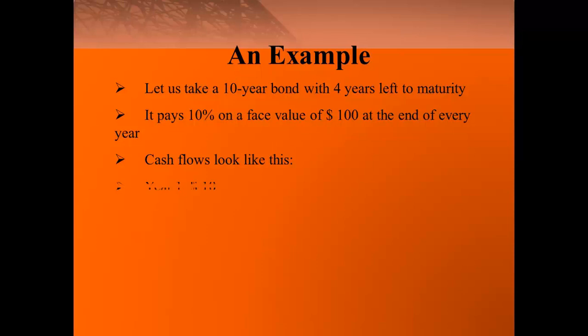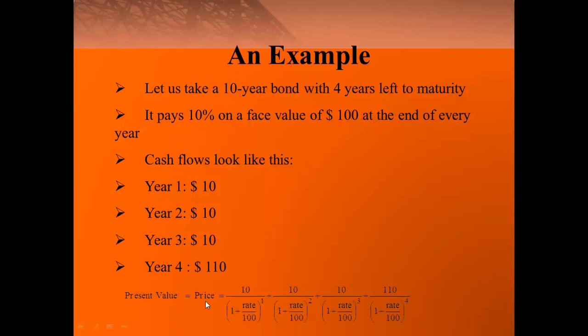So the cash flows look like this. Year 1 from today, or year 7 of the life of the bond, the cash flow is $10. That's important. Year 2 from today, or year 8 of the life of the bond, the bondholder receives another $10. Year 3 from today, or year 9, the bondholder will receive another $10. And finally, the bondholder will receive $110, which is $10 of coupon and $100 of the face value.